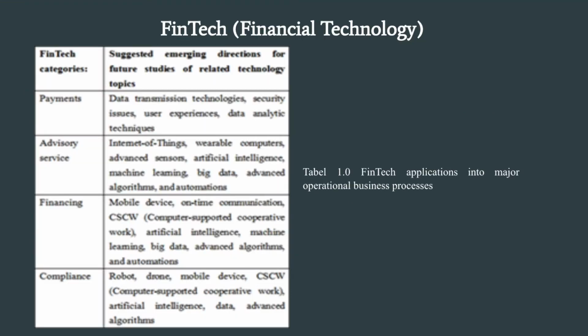For this slide, there are 4 fintech categories. The first one is payment, and the others are advisory services, financing, and compliance. The suggested emerging directions for future studies of related technology topics for payment are data transmission technologies, security issues, user experience, and data analytics techniques. For advisory services are Internet of Things, wearable computers, advanced sensors, artificial intelligence, machine learning, big data, advanced algorithms, and automation. As you can see, for financing and compliance, we can see from this slide.